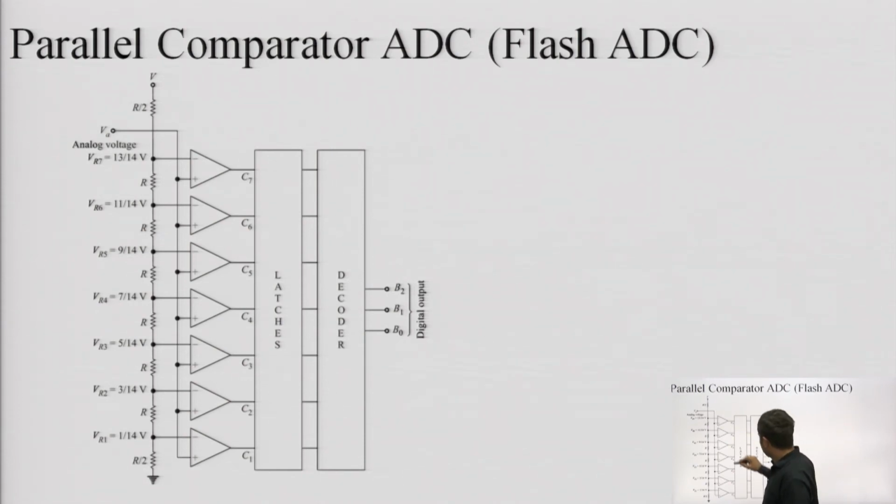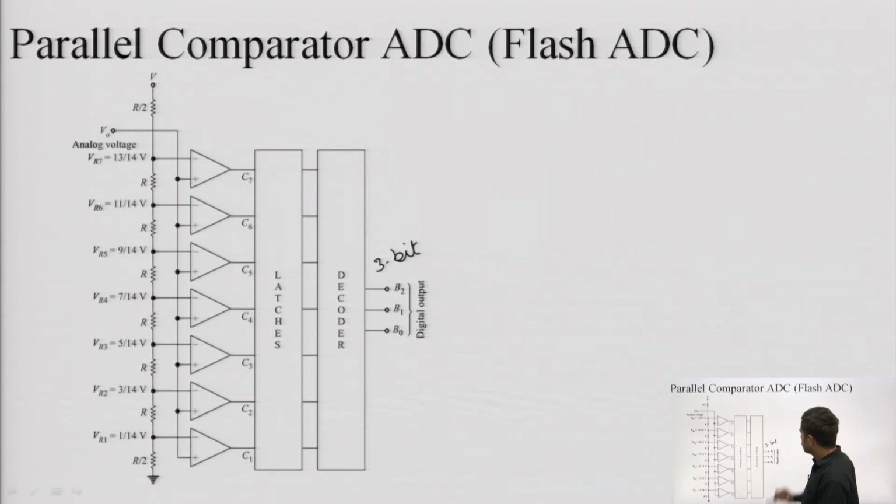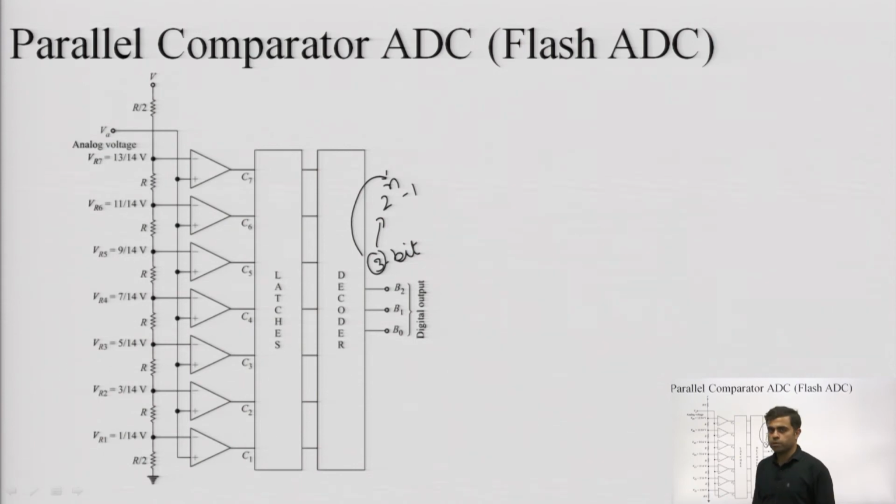For 3 bits, you can check that there is a 3-bit digital output. For this 3-bit digital output, the number of comparators we are using in this circuit is 7. That means 2 raised to power n minus 1, where n is equal to 3. So if we have to design a 4-bit parallel comparator, then we will be using 15 comparators.